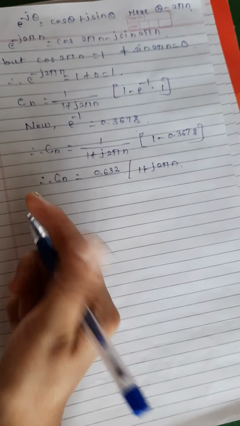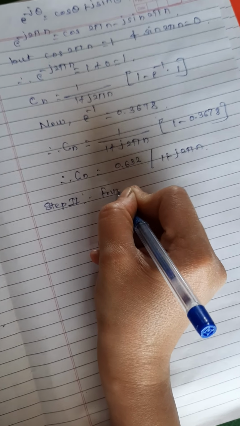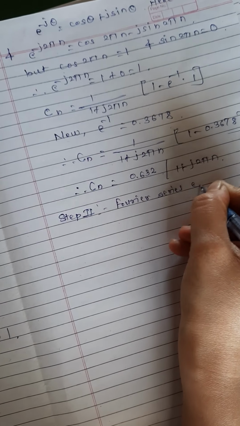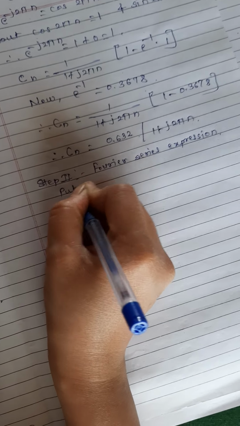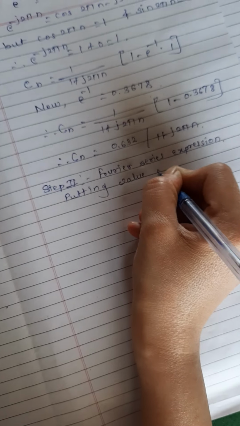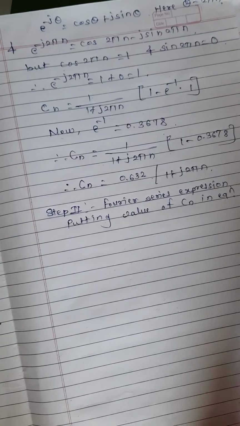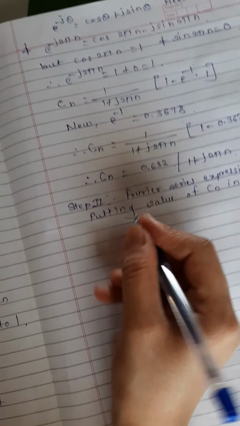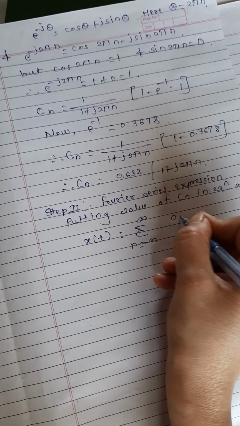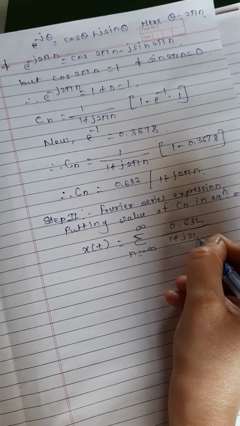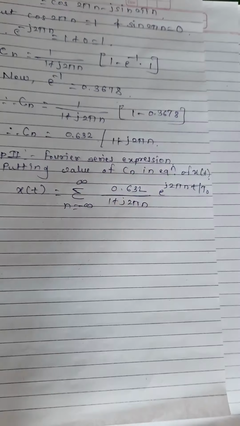Next is step 2, the Fourier series expression. Putting the value of Cn in the equation of x of t, the equation becomes x of t is equal to summation n goes from minus infinity to infinity of 0.632 by (1 plus j 2 pi n) times e raised to j 2 pi n t. So this is the Fourier series expression.